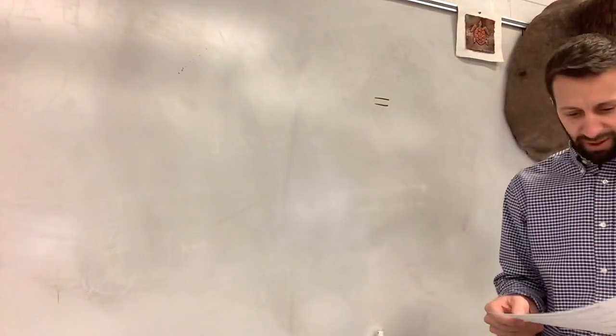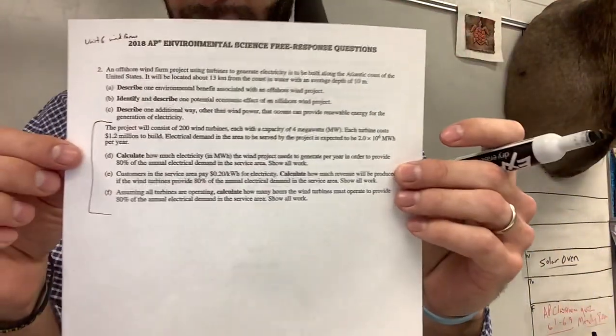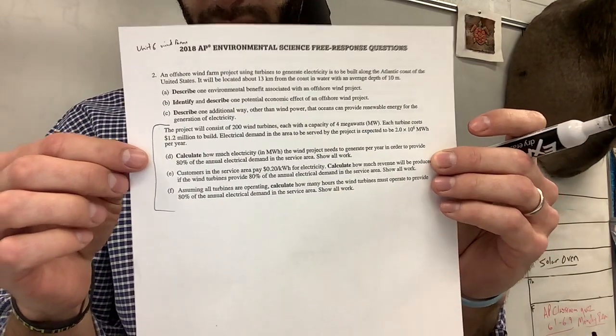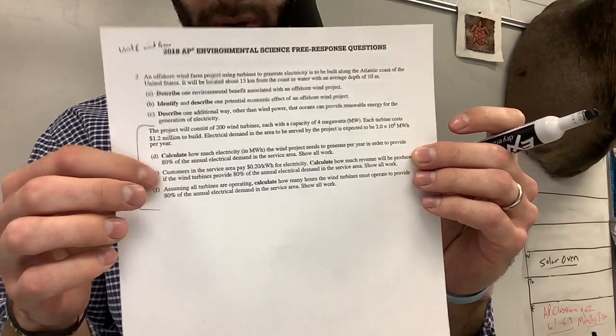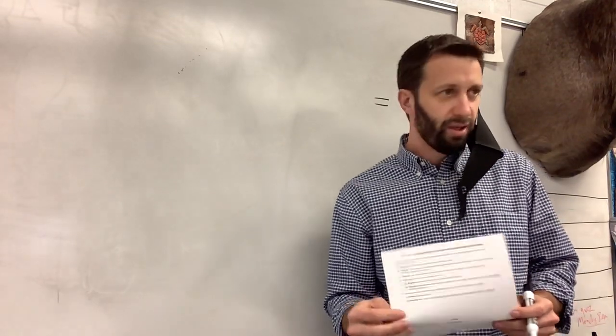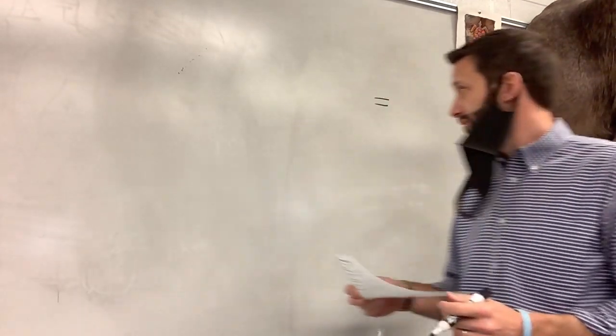All right, guys. This is online here. All you got to do is Google 2018 Environmental Science Free Response Question number 2. And we're working on the second part here. I know someone in my class that's remote asked for us to do this, and I know some of y'all are still having trouble with the math, so hopefully we can work this out.